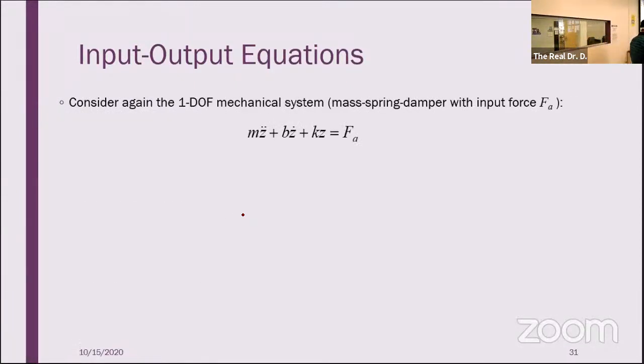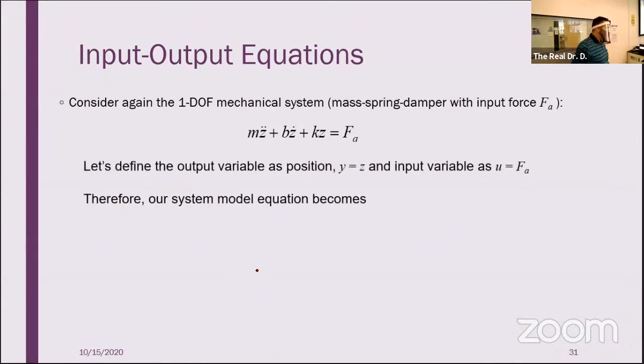Let's talk about this in terms of an example, right? Our standard mass spring damper system that has some applied force on it, right? It's a one degree of freedom mechanical system. M z double dot plus d z dot plus k z is equal to F of A. So we're going to define our inputs and our outputs. Right? Our output we're going to call Y, and we're going to say that that is Z. Right? So the displacement is our output. We're going to say that the input variable is U. Right? And then we're going to rewrite our equation in terms of our inputs and our outputs.